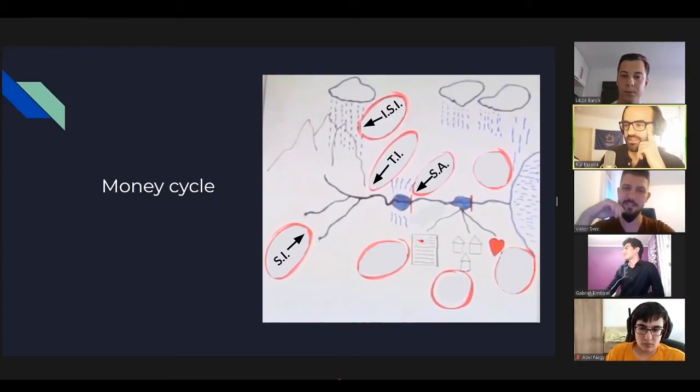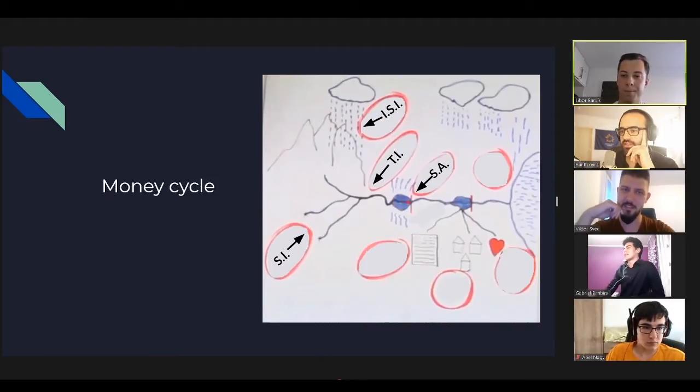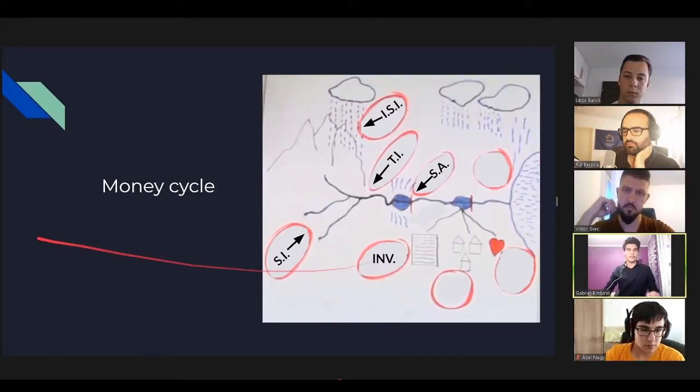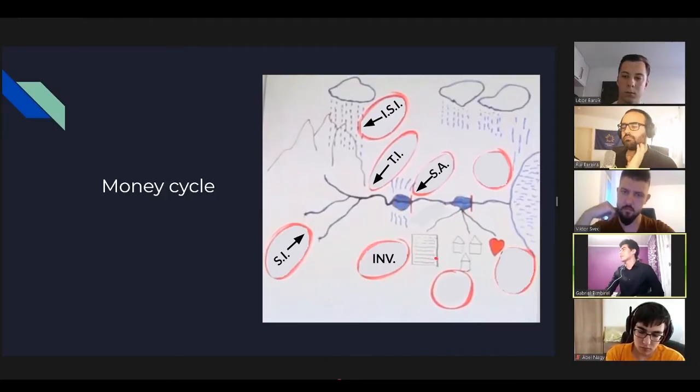So what happens after the savings account and the infiltrations? We have here the savings account, and we are letting our stream continue to flow, and we have the second dam, and here we have three things. The first one, let's say that we have a lot of, how do you say, irrigation. We are going to use our water for irrigation, and this means investment.